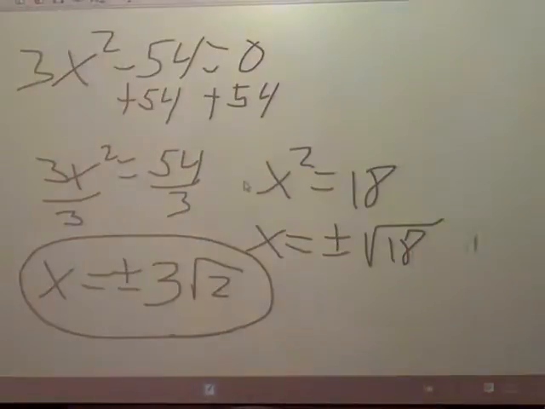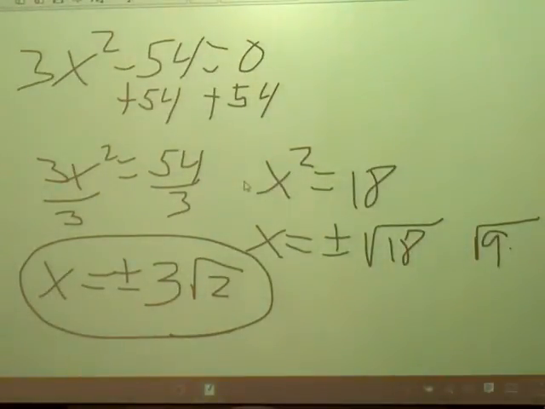Let me write that because I feel like I need to write that still. 9 times 2. And then the square root of 9 was 3. All right on that? Square root property.